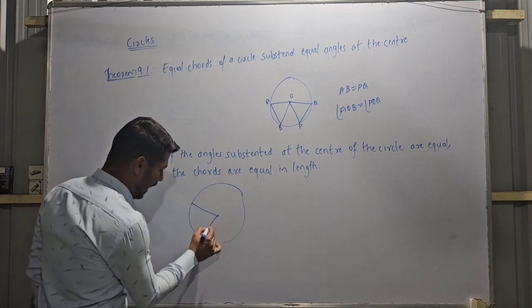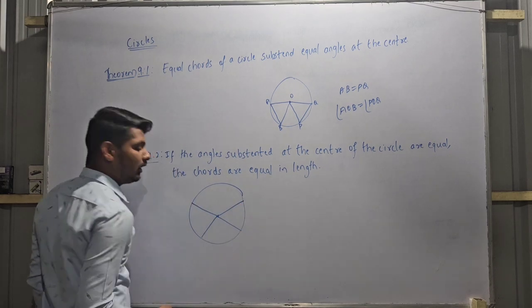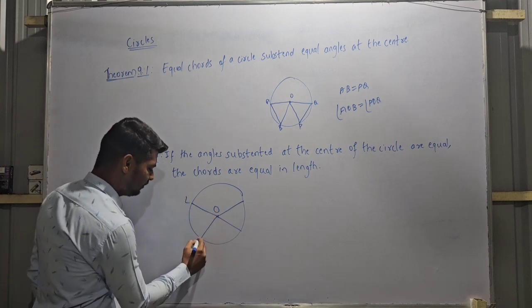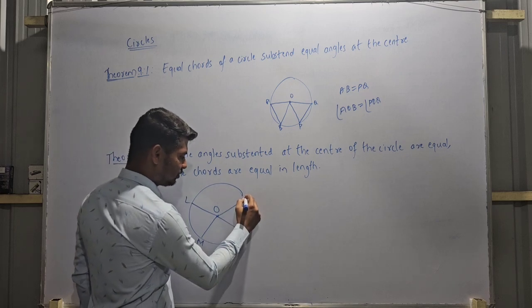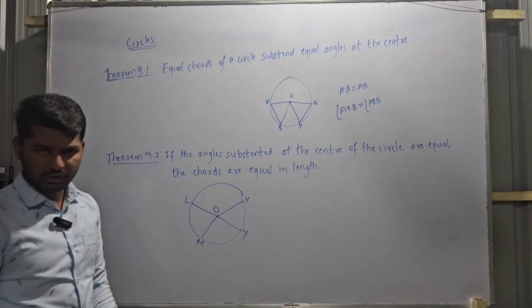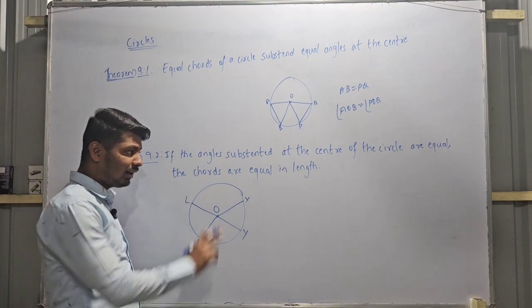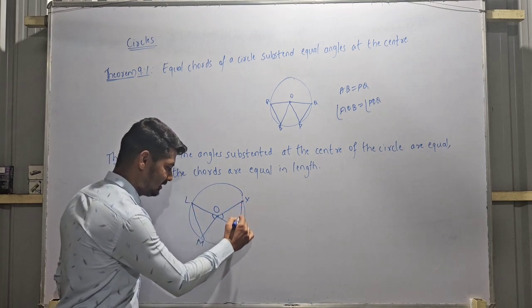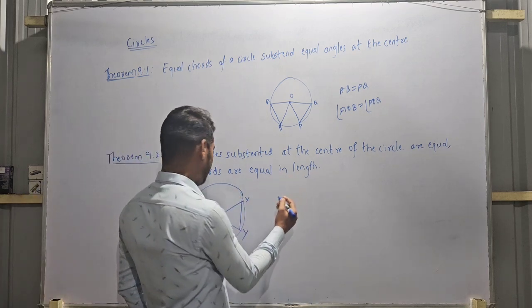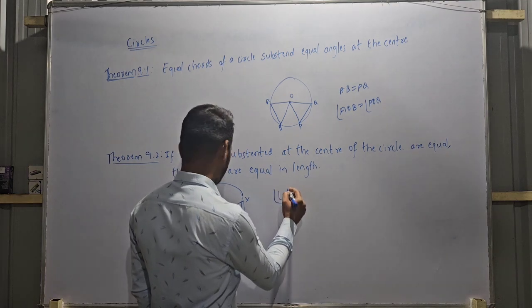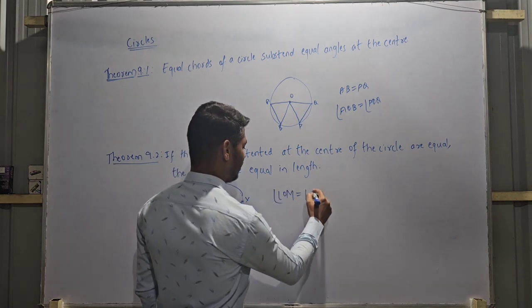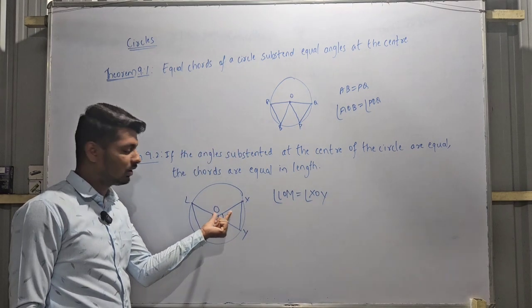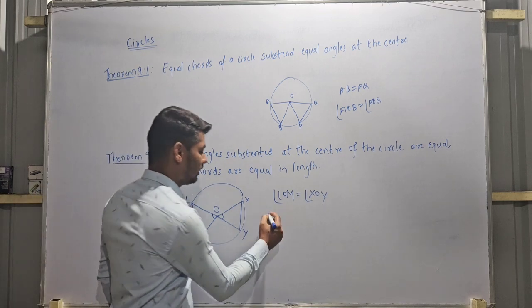Suppose we have two angles like this, with the center being O: angle LOM, and also angle XOY. So if these angles are made by two chords like this, and if the angles are equal, that is, angle LOM is equal to angle XOY, then the chords are equal in length.